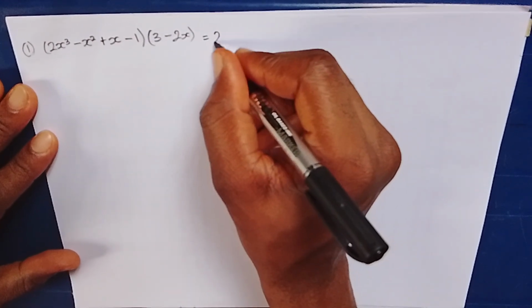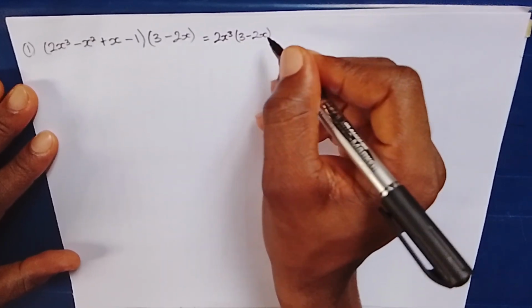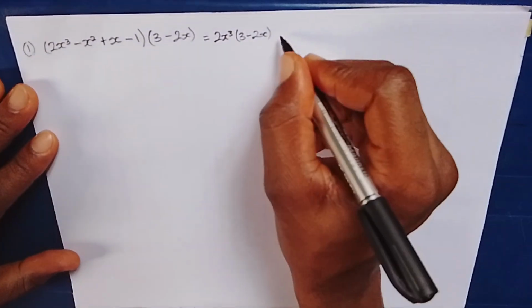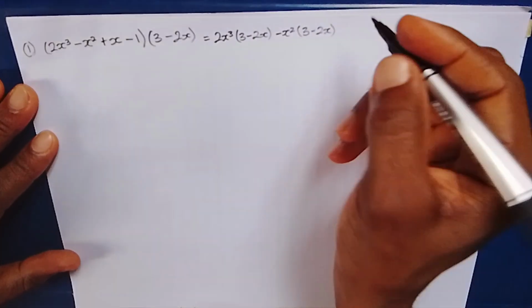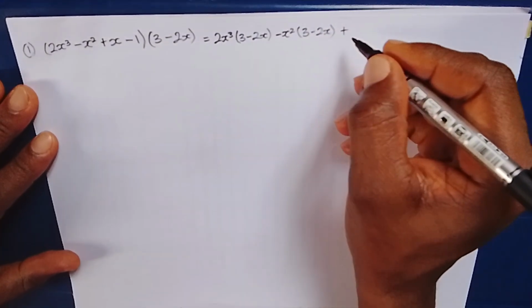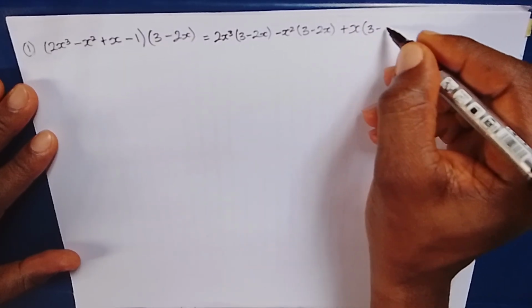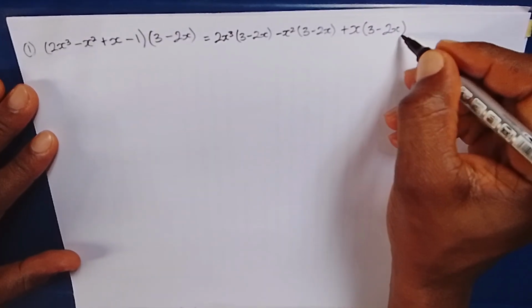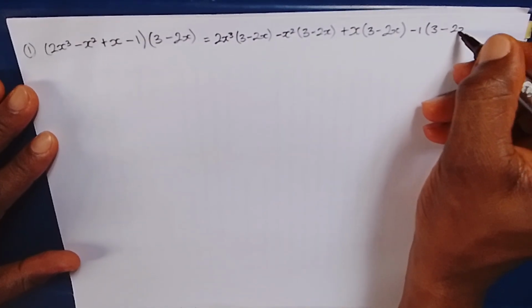So let's do that. 2x cubed goes into 3 minus 2x. And while you're doing this, you are taking your signs. Minus x squared into 3 minus 2x, plus x into 3 minus 2x. And then finally, minus 1 into 3 minus 2x.